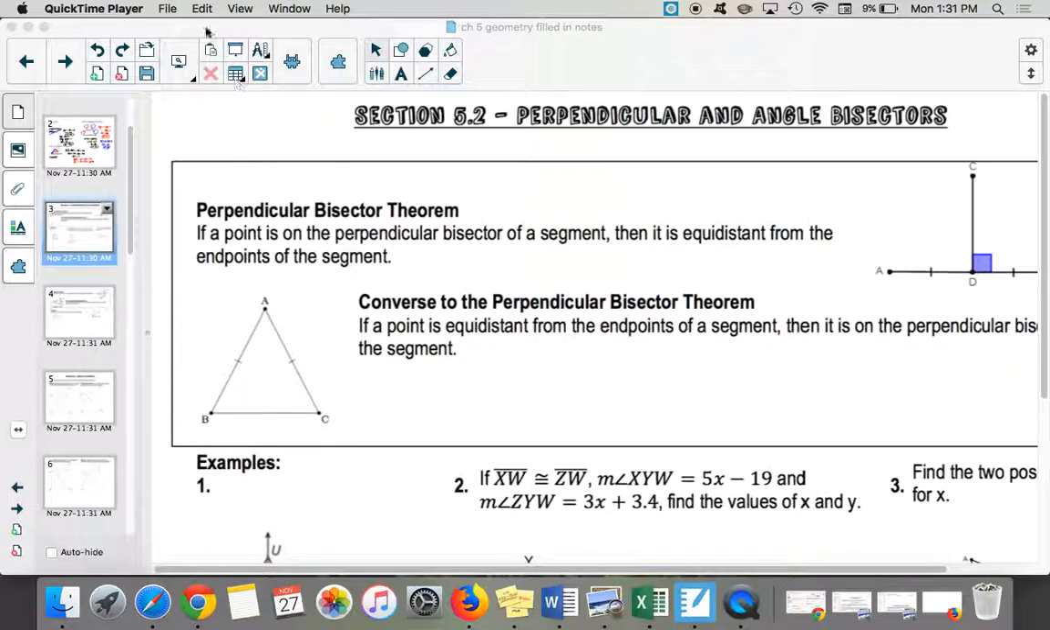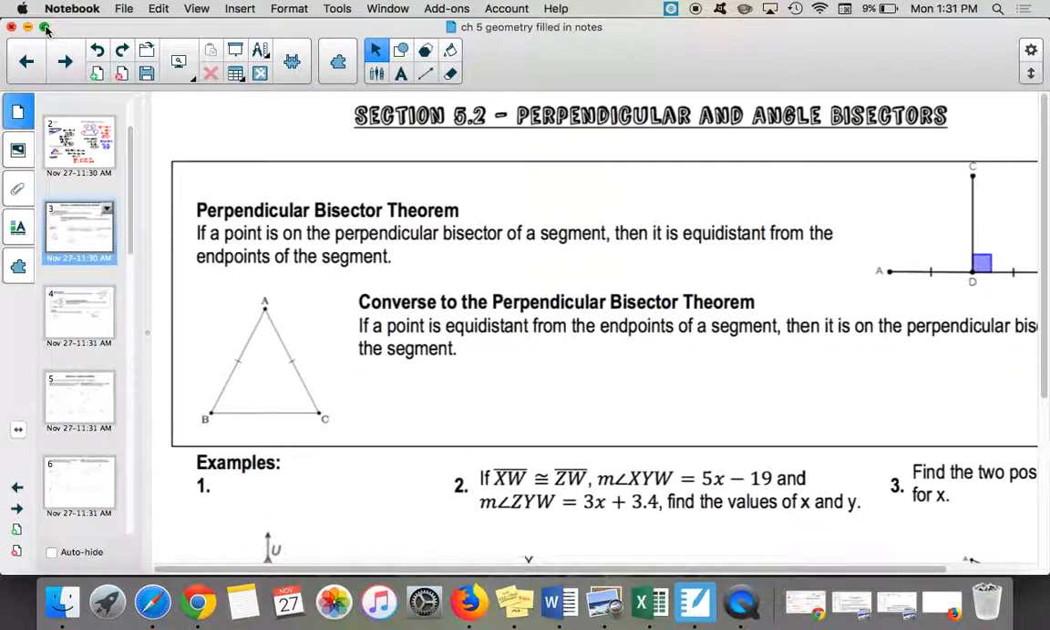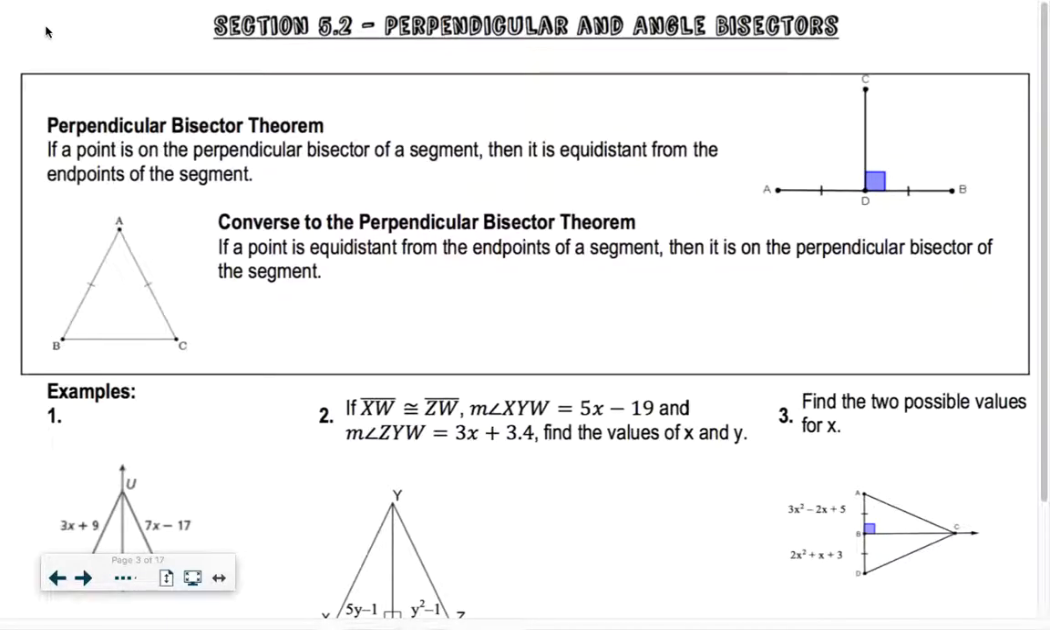Section 5.2 is on perpendicular and angle bisectors. So we actually have already used these terms before, so I think you guys know what these mean. A perpendicular bisector is a segment or line that divides a segment into two equal pieces, and it's also perpendicular to that segment. So there's going to be two things that we're going to draw. Every time we have a perpendicular bisector, we have a 90-degree angle, and these two pieces are the same.